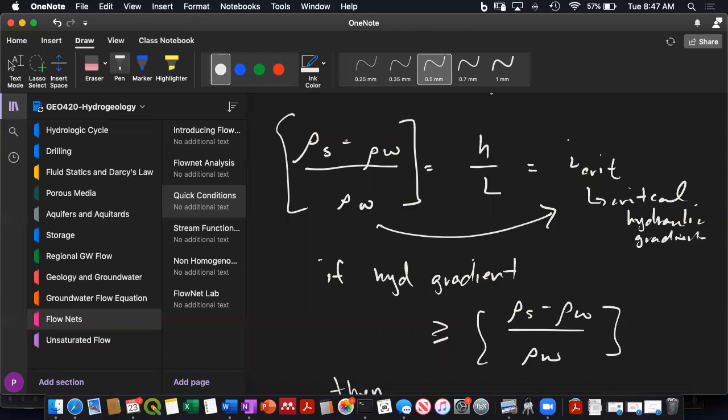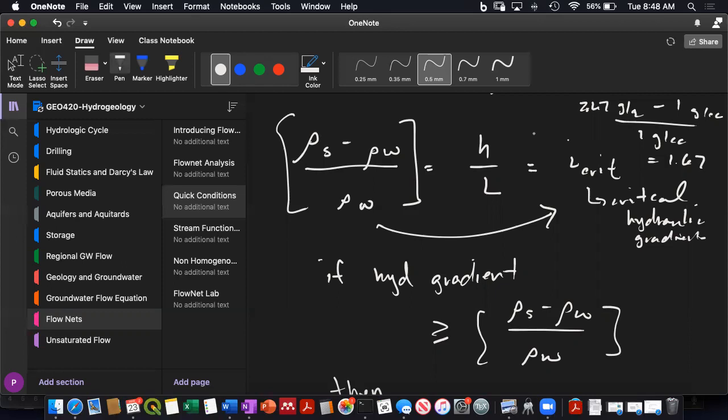No, you get the critical hydraulic gradient from this. For example, we would take 2.67 grams per cc minus 1 gram per cc over 1 gram per cc. This is approximately quartz, and this is water. Well, if I do the math, this equals 1.67, right? That's the value of the critical hydraulic gradient, 1.67.